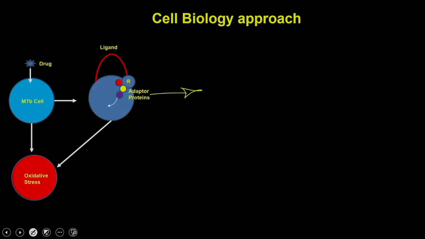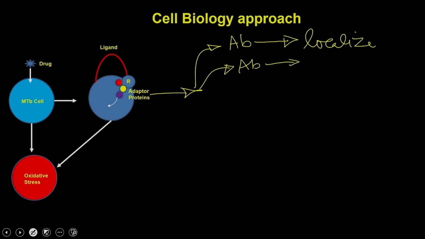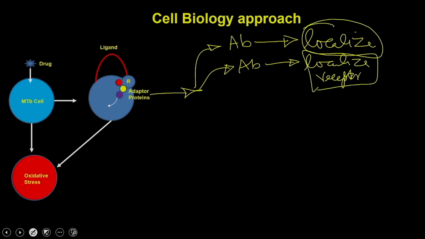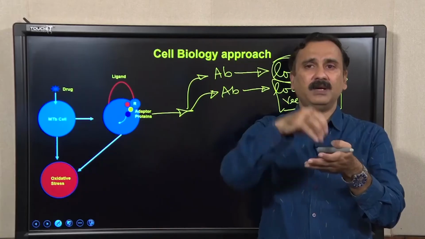So imagine that you know the adapter proteins. Now you can simply use the adapter proteins and generate the antibodies. These antibodies you can use to localize the adapter proteins, and you can also use antibodies to localize your receptor. Once you do that, if they are actually an adapter protein of that particular receptor, they are going to give you co-localization, which means the signal is going to come out from the same point.